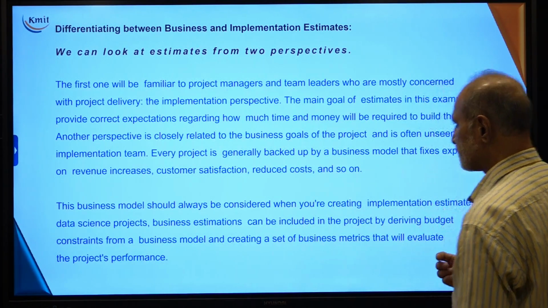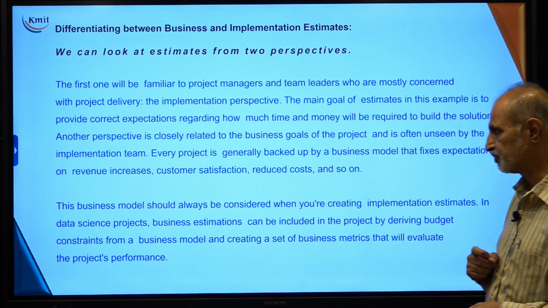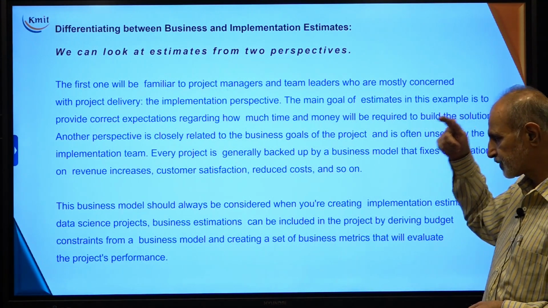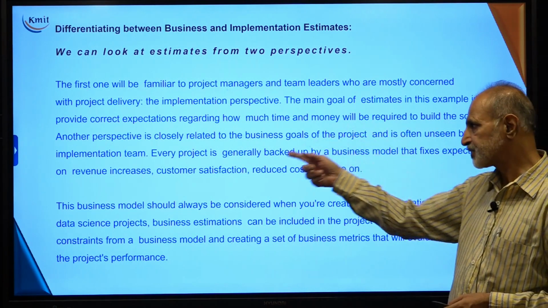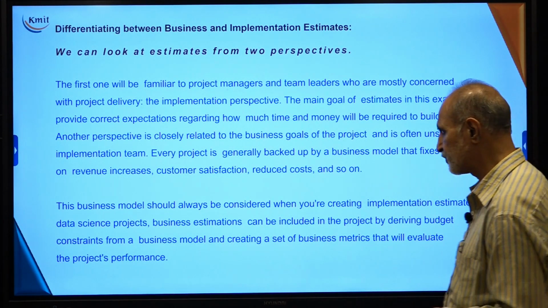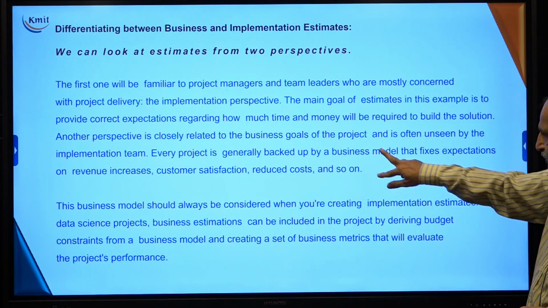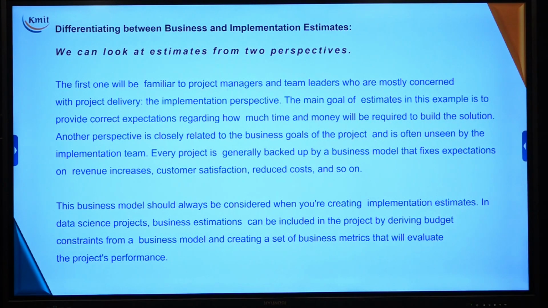Another perspective is closely related with the business goal of the project. The goal is very simple and is often unseen by the implementation team. Every project is generally backed by a business model. So, I have to have a successful business model. When I go for a successful business model, my project has to be backed by a business team that fixes the expectation on the revenue increase, customer satisfaction, and reducing the cost, and so on and so forth. So, this is my business model. Earlier was the implementation model. So, business model should always be considered when you are creating implementation estimation.